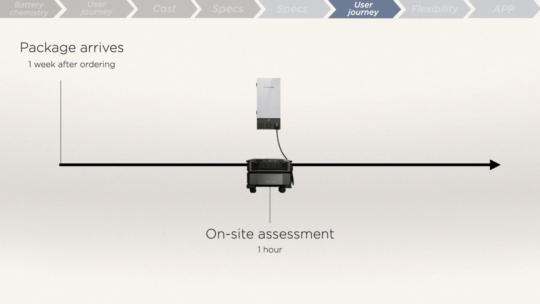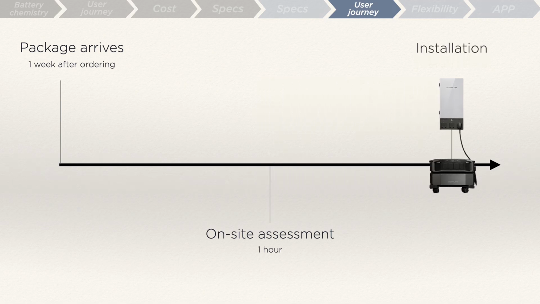The on-site assessment will take around an hour and usually requires a service fee. And even though some areas may need permits, we'll guide you through every step. After that, the installation takes around 6 hours for both Smart Home Panel 2 and DELTA Pro Ultra. Why is it so swift?